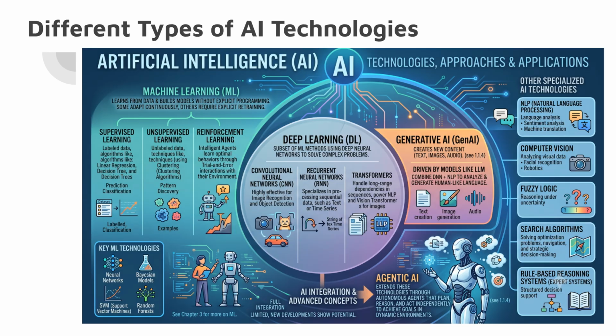Although the full integration of these AI technologies remains limited, new developments, such as LLM, demonstrate the potential to combine different AI technologies into unified, intelligent systems. Agentic AI extends these technologies through autonomous agents that plan, reason, and act independently to achieve goals in dynamic environments.